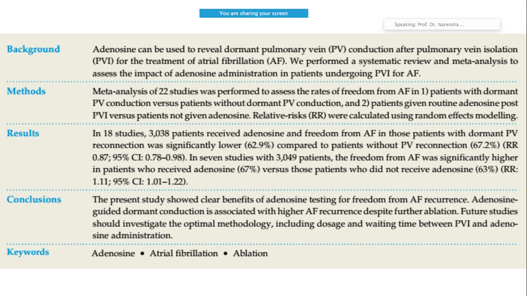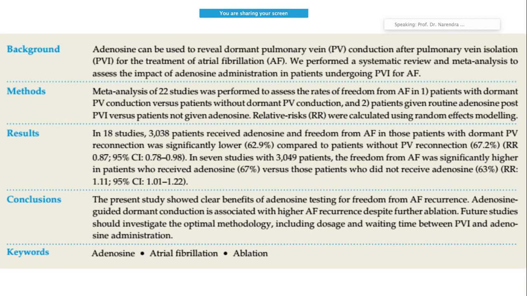And then what you saw was the freedom from AF in those patients with dormant pulmonary vein reconnection was significantly lower compared to the patients without pulmonary vein reconnection. Okay, and then you also comment about the relative risk and also the confidence interval. Similarly, 18 studies were like this, and then in 7 studies, you comment about the patient number and what did you observe over there. And finally, you tell about the conclusion.